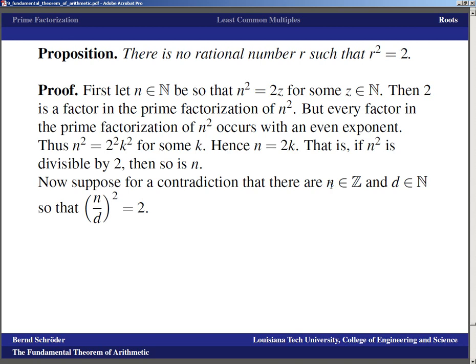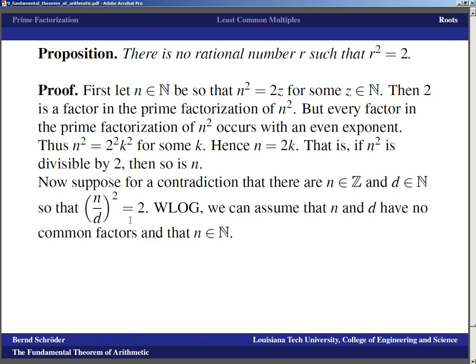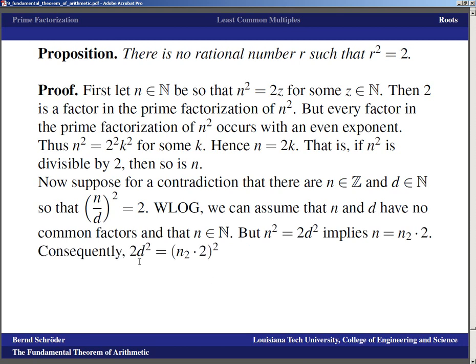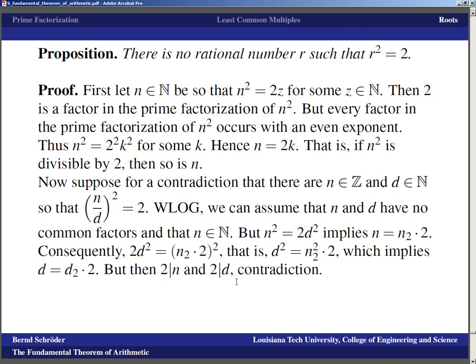And now we can suppose for a contradiction that there is an integer n and a natural number d so that (n over d) squared is 2. We can assume that they have no common factors and that n is a natural number. n squared equals 2d squared implies n equals n2 times 2. So 2d squared is (n2 times 2) squared, which means that d squared is n2 squared times 2, which means that d has a factor 2, and that means 2 divides n and 2 divides d, and that's the contradiction that we wanted to have.